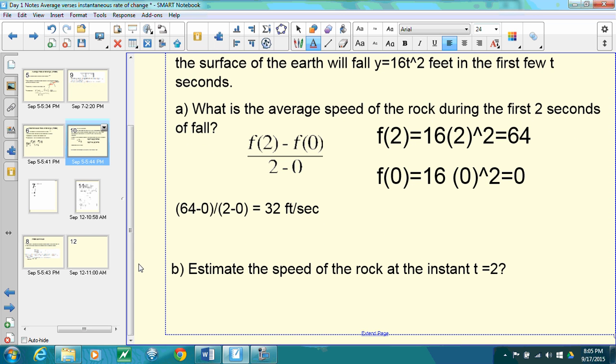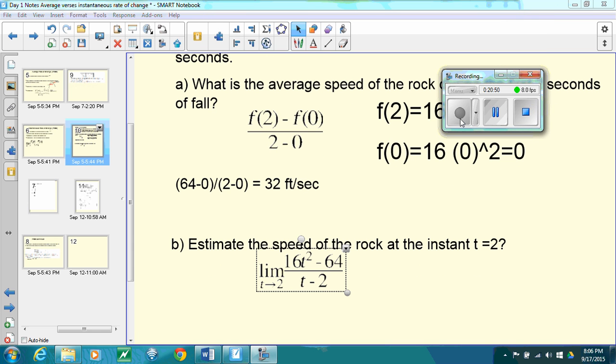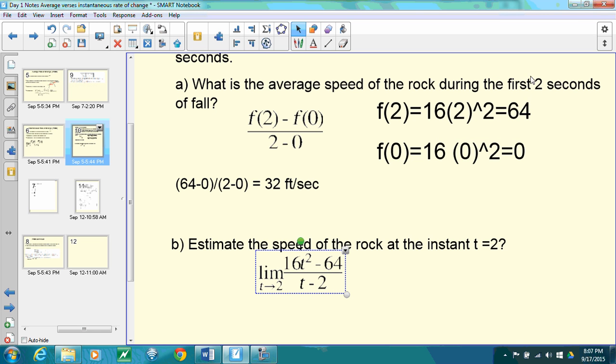And then part B says, estimate the speed of the rock at the instant at t equals 2. So for that, we're going to do the limit one, and this is why we did so many limits first chapter. So when we do that one, we have this formula. We do the limit. My A is 2 this time. I'm going to use t instead of x because that's my variable. So I do t approaches 2, my function, which is 16t squared, minus 64 all over t minus 2.